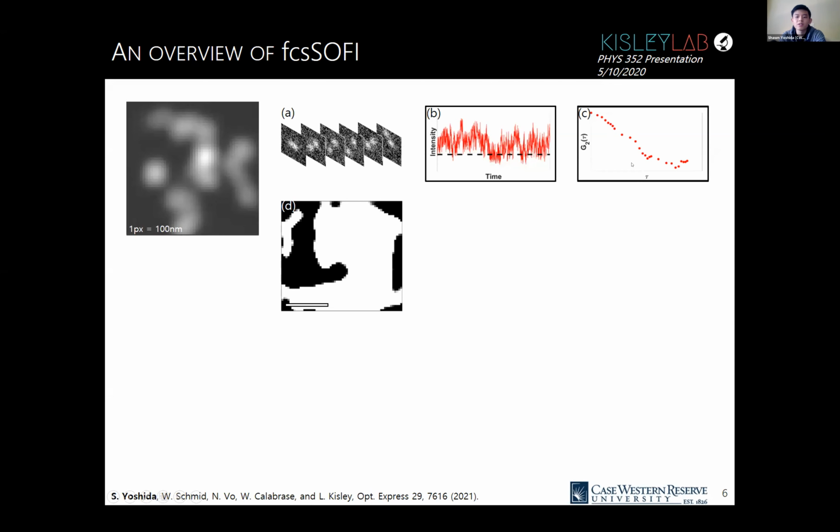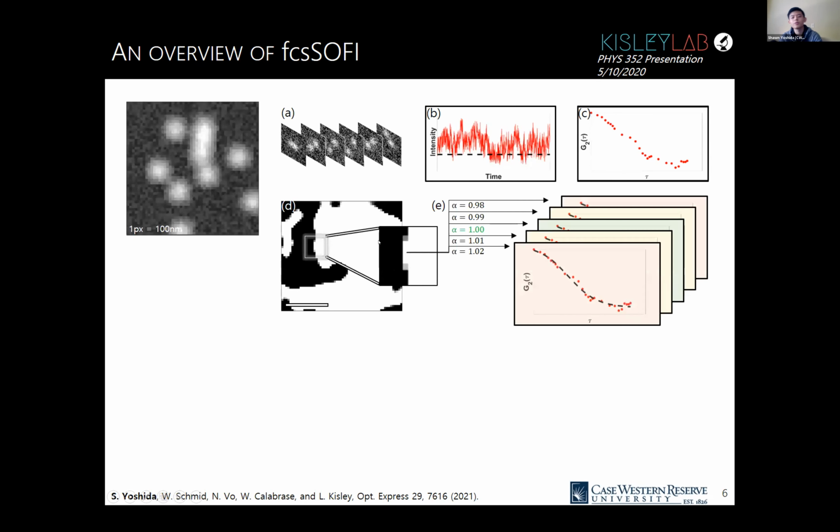And so based on these peak intensities from the peak correlation from the autocorrelation curves, we can make this figure D. It's the super resolution map. And so basically this is directly from this simulation here. So we can actually see the spaces where fluorophores can diffuse, and these black spaces are where there's actually pore, where there's not any fluorescence.